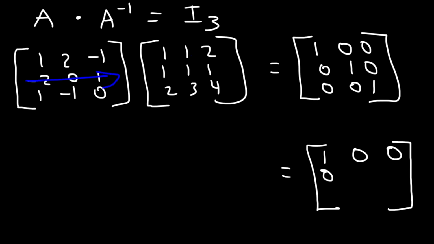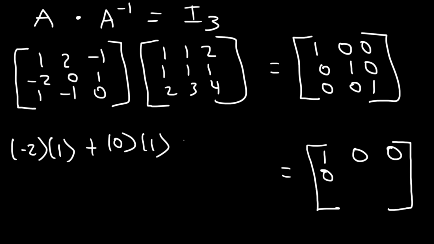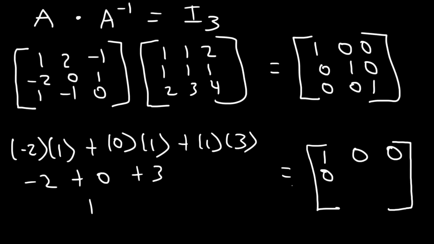Now let's take row 2 and multiply it by column 2. So it's going to be negative 2 times 1 plus 0 times 1 plus 1 times 3. So that's negative 2 plus 0 plus 3. Negative 2 plus 3 is 1.